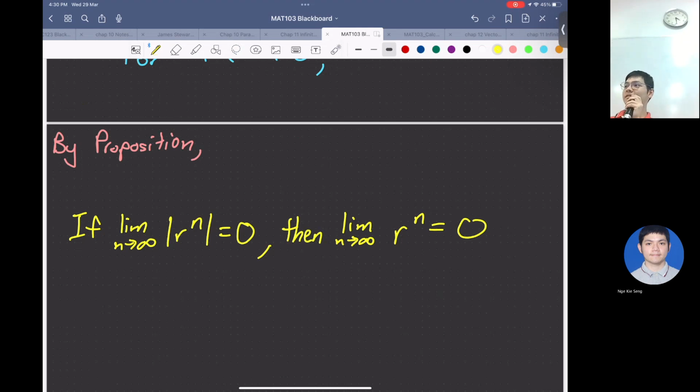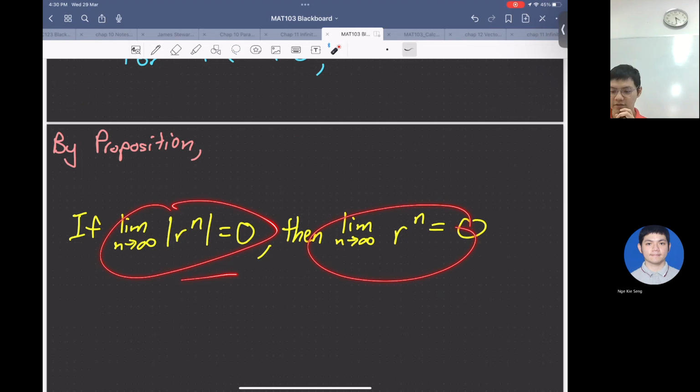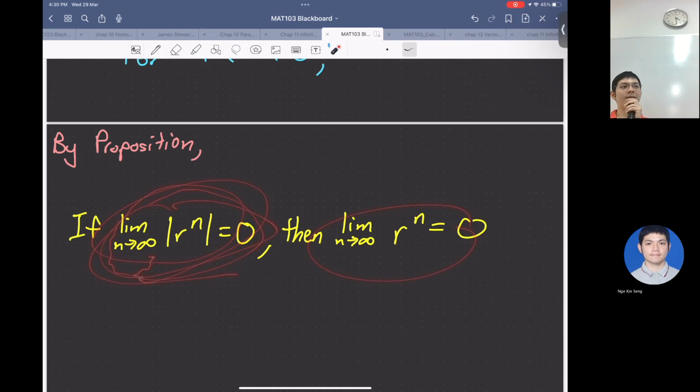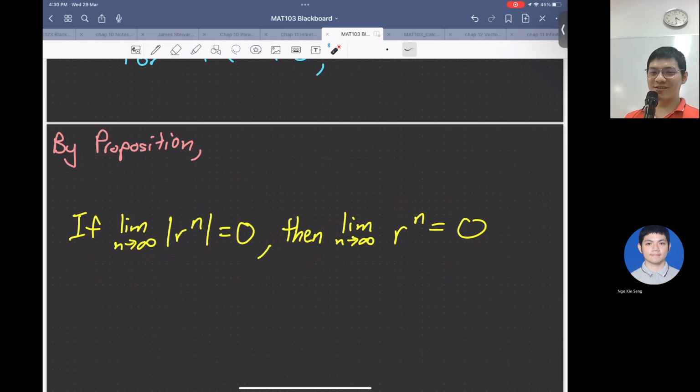Right? Now we reduce our question to P. I mean, if P then Q. So we reduce our question to this. Is this true? Why is this true?